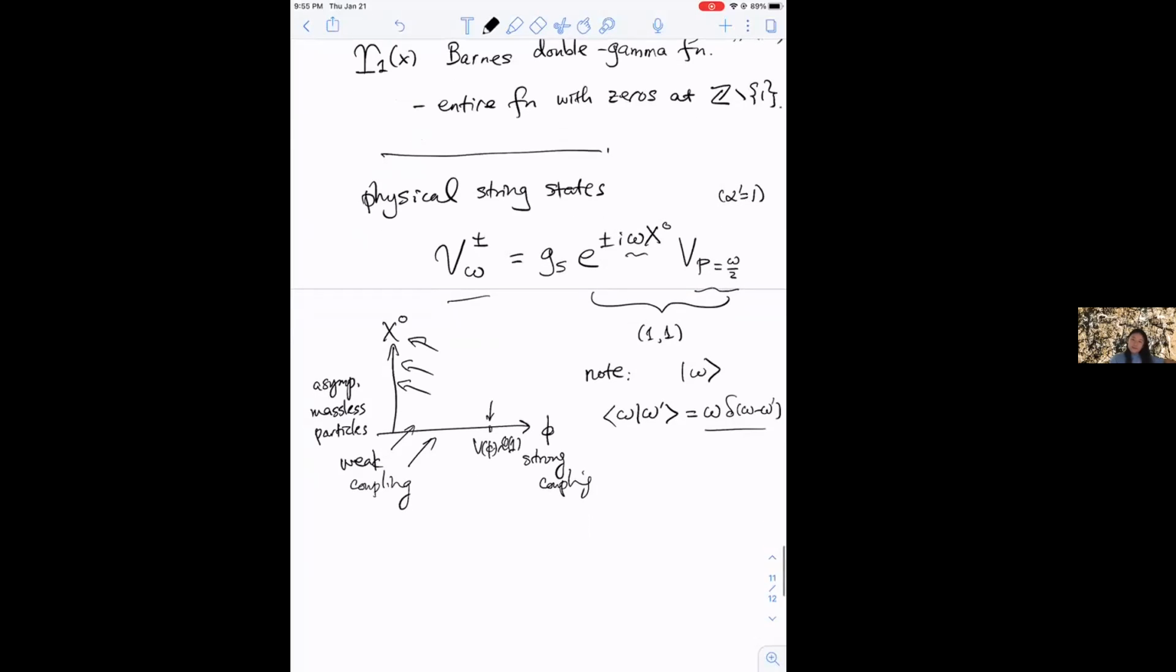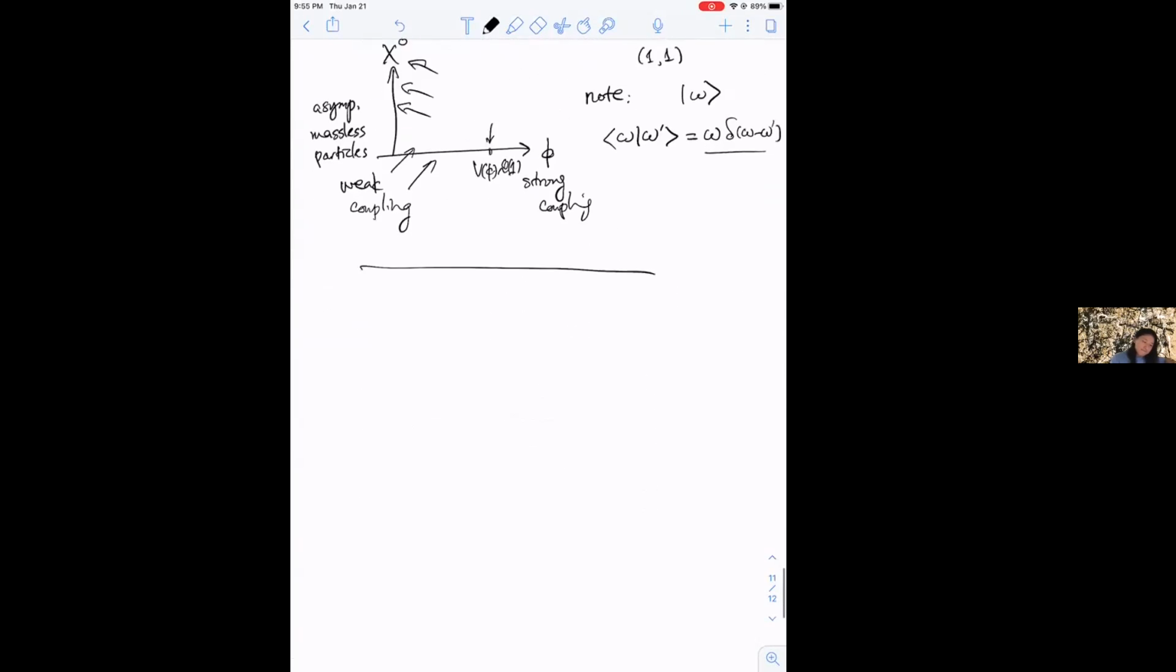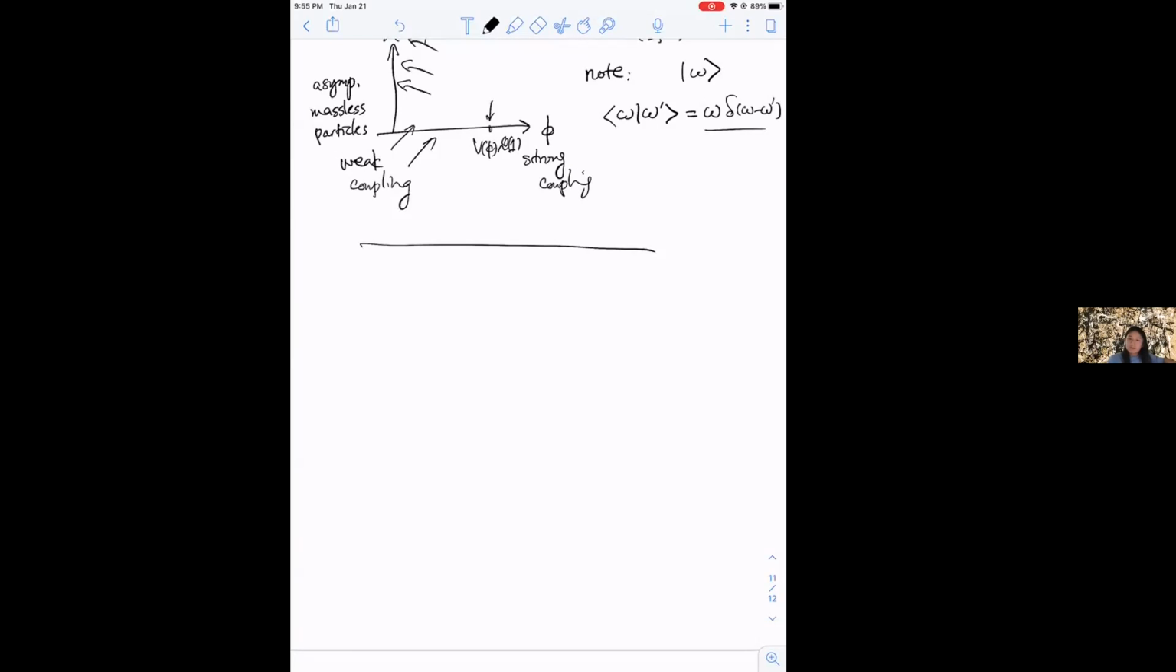Let me just say in words that this is in contrast to some other kinds of vertex operators people have discussed in the literature in this context, which have imaginary momentum p. They are not normalizable. Those vertex operators do not correspond to physical excitations of the theory. Rather, they can be added to the action as deformations of the theory. But due to the lack of time, I'm not going to discuss that in detail. Now I want to discuss scattering amplitudes.